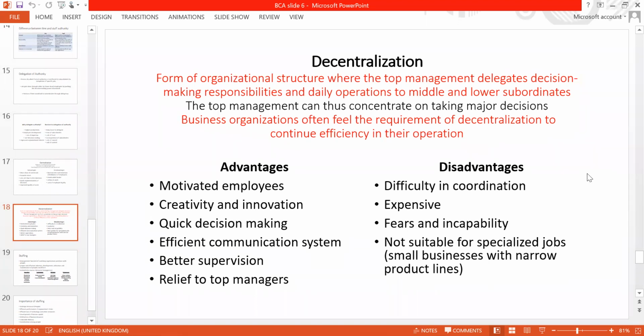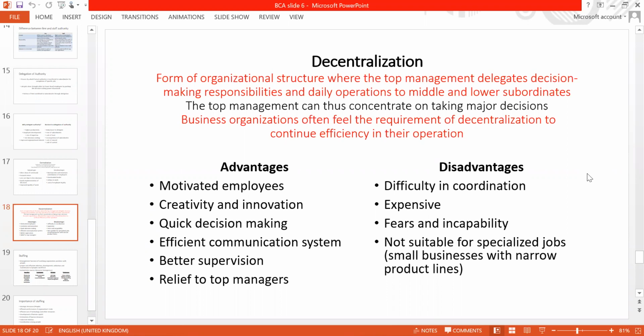We have, I think, 3-4 minutes left. Let's talk about the disadvantages of decentralization. The disadvantage of decentralization is difficulty in coordination. When you have many divisions, many branches, then the coordination problem is there. When you have a decentralized system, it is also expensive. It's costly.